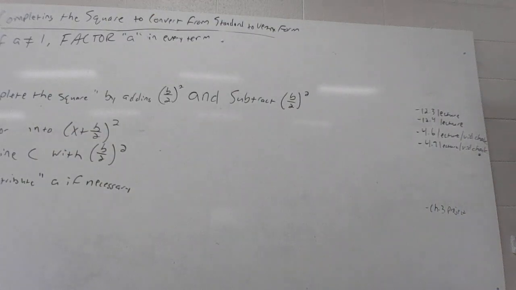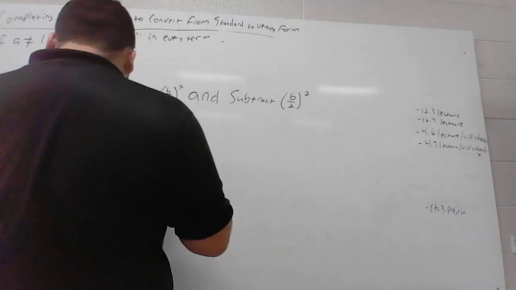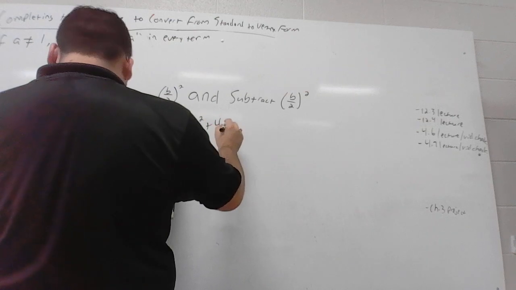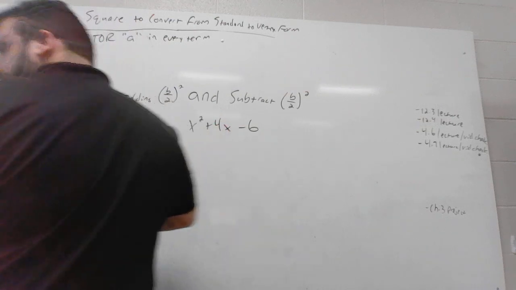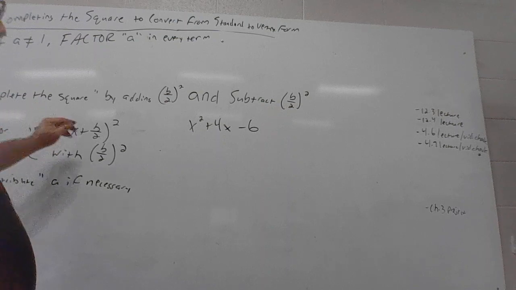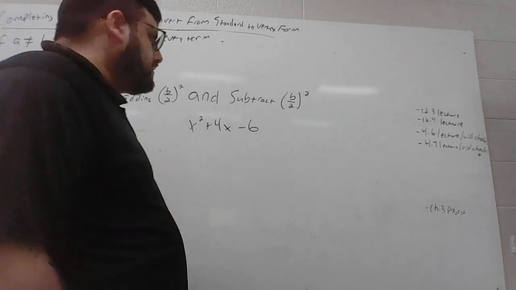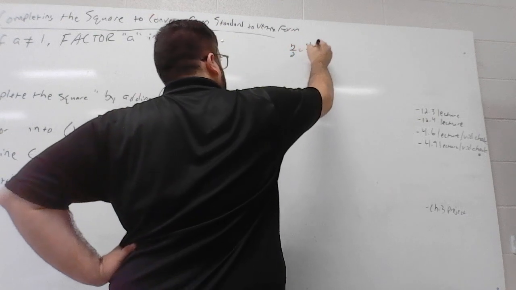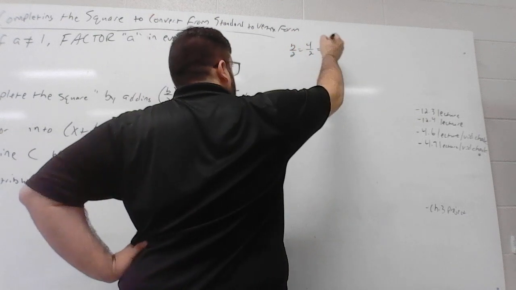Okay. So I want to convert this quadratic function into vertex form, and it is x squared plus 4x minus 6. Okay. My a is positive 1, so I don't need to do this first step. So I can go to the next step. I need to figure out what my b over 2 squared is. So my b over 2 is 4 over 2, which is 2.